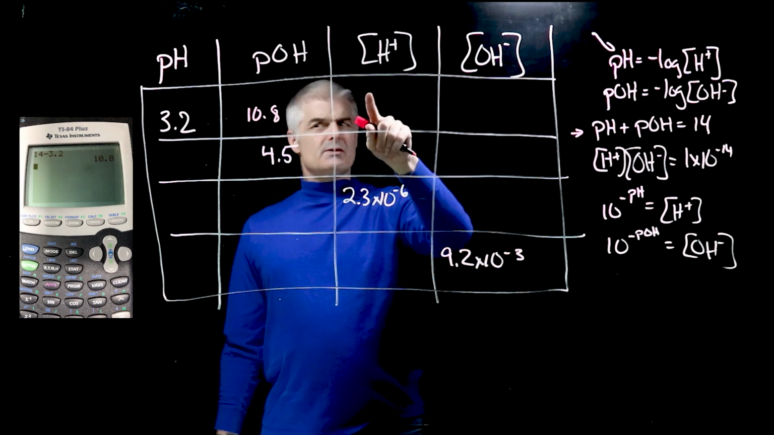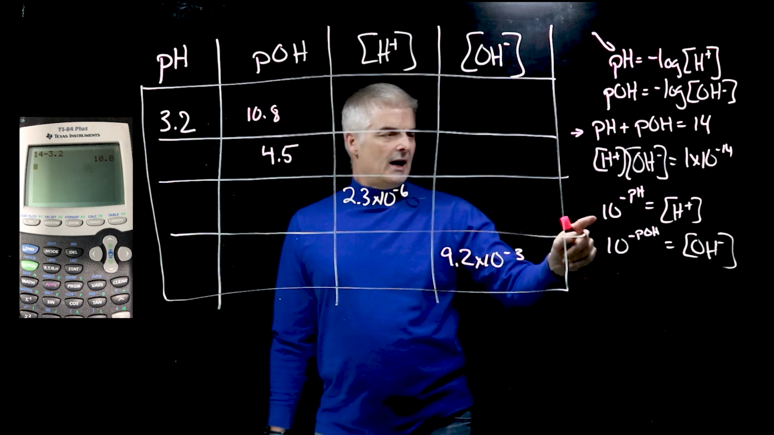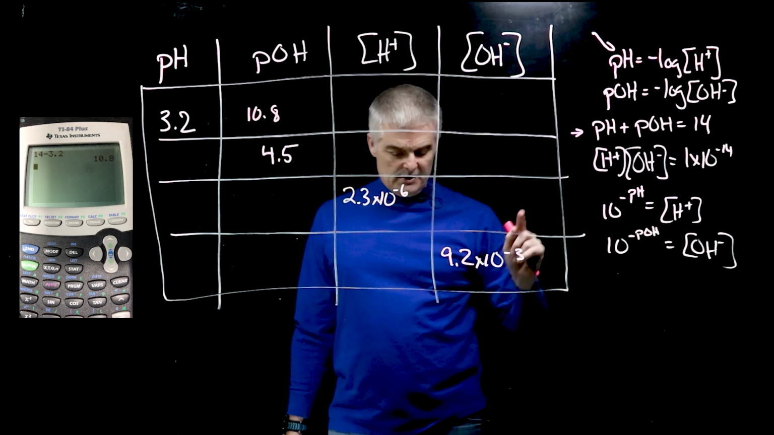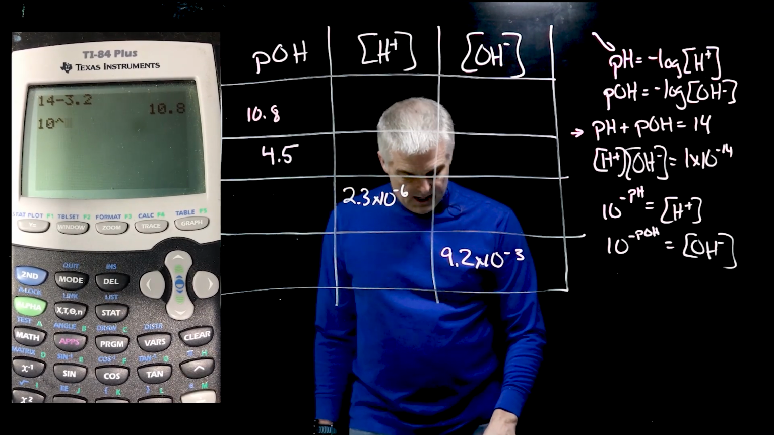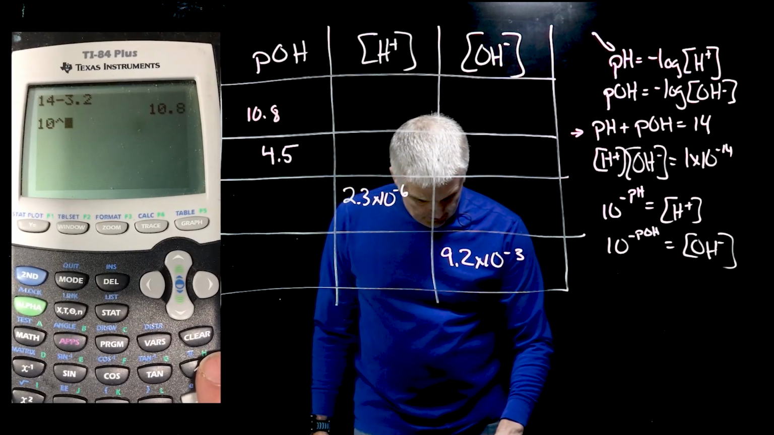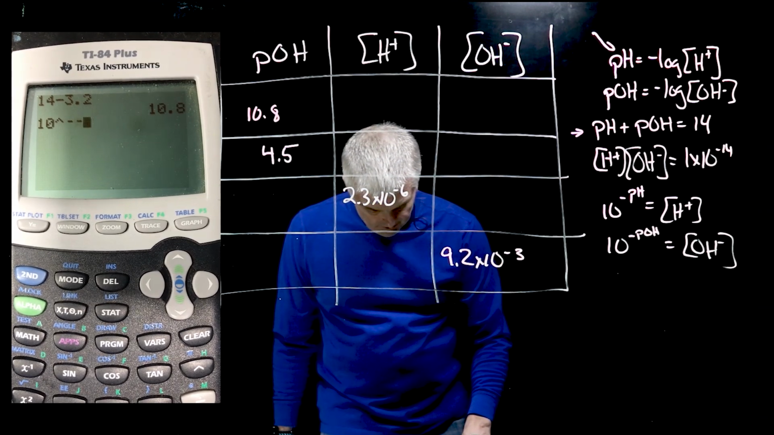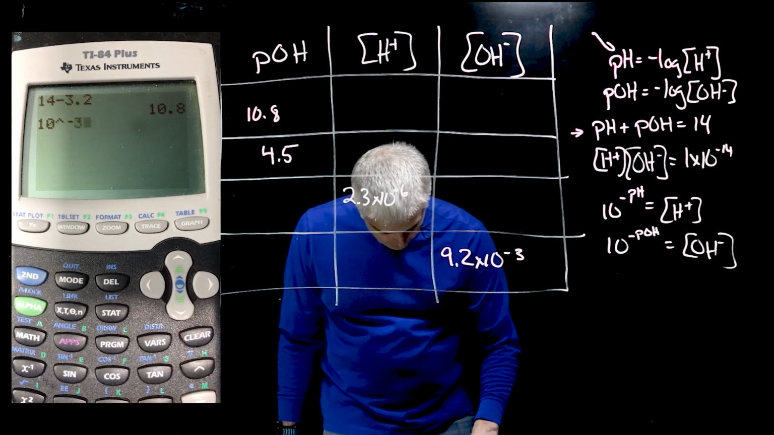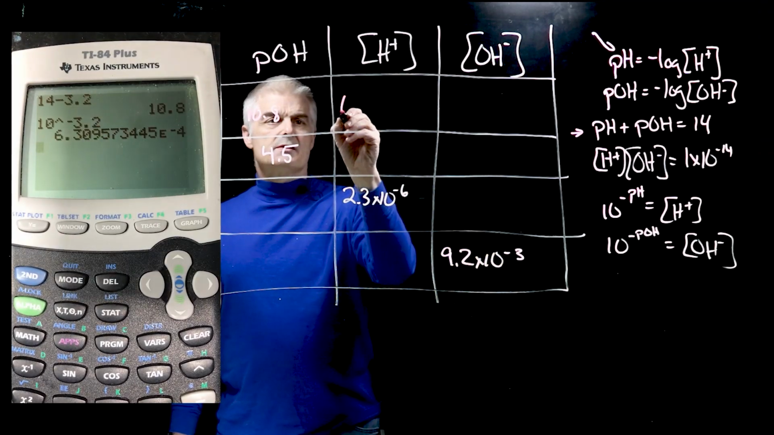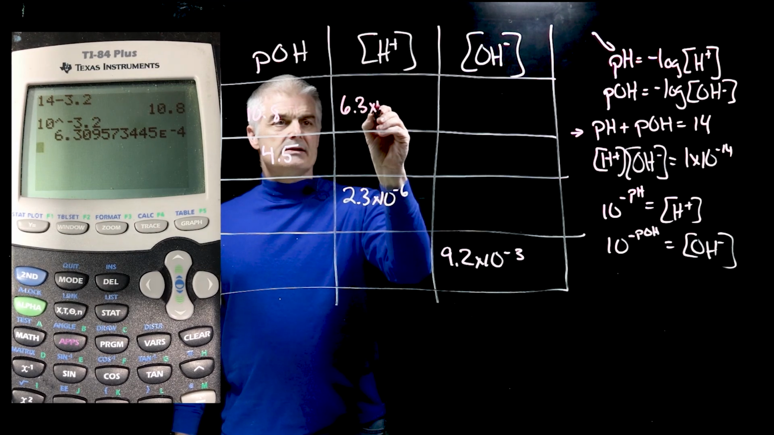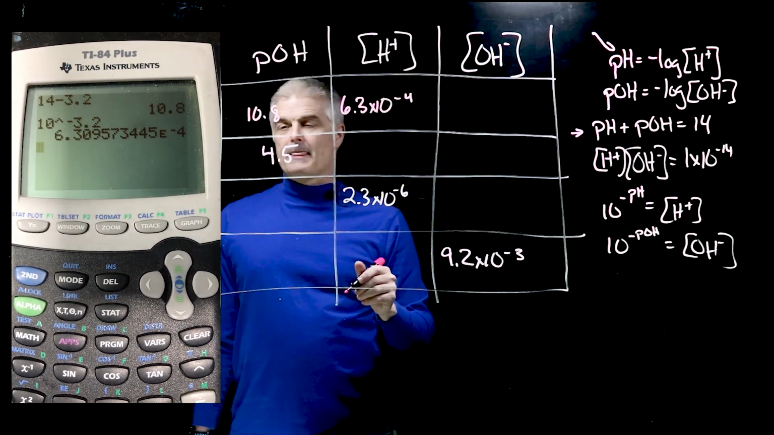Now these are not so hard. If I have the pH and I want to get to the hydrogen concentration, I can use this equation: 10 to the negative pH. So I can say 10 to the caret power, the caret button is right here, to the power of the negative pH, which is negative 3.2, and I get 6.3 times 10 to the minus 4th.